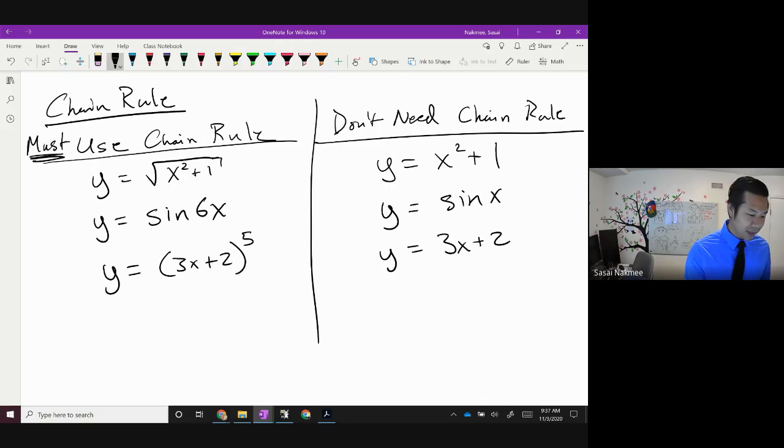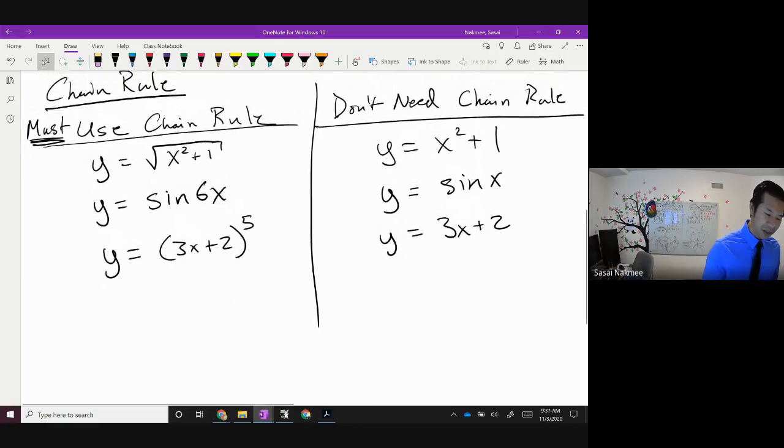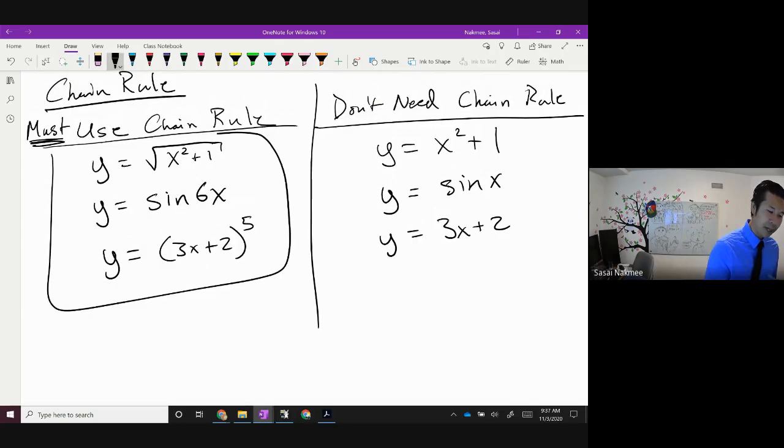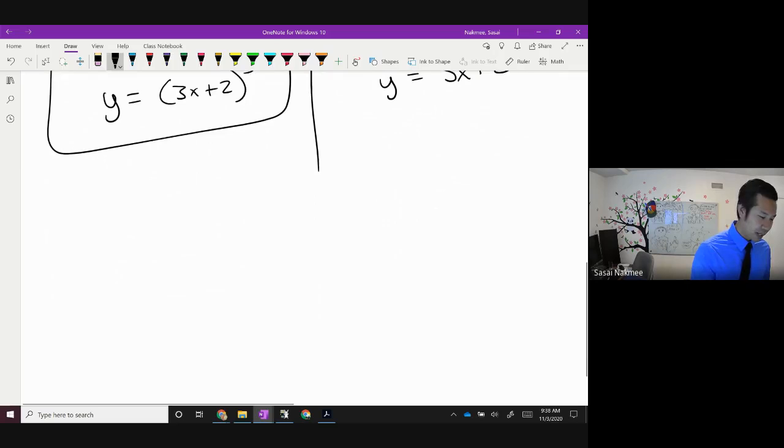The idea is, if you were taught about functions, you might have been introduced to these things called composite functions. And everything on the right over here is a composite function. It's a function that can be placed inside of another function. That's what a composite function is.